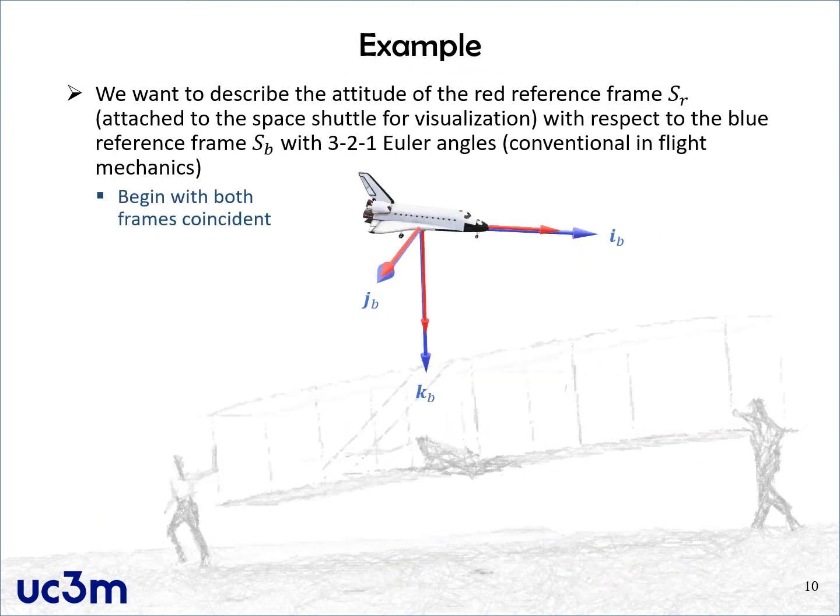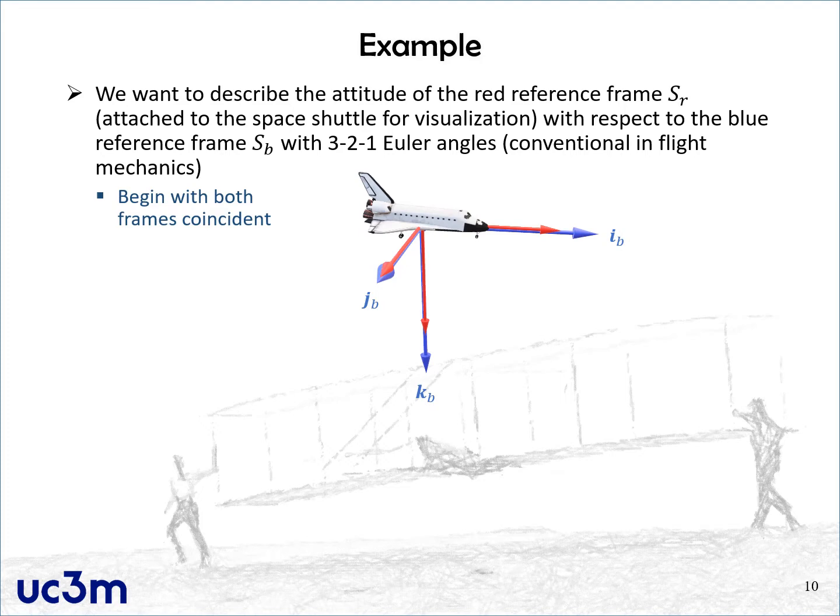Let's see this with an example. So imagine that we have two reference frames. The red one is R, which here is attached to this space shuttle model for visualization of the rotations, and a blue one, which you can see over here as well. So the red reference frame will be at any arbitrary orientation, any arbitrary attitude with respect to the blue one. So how can we describe it with 3 Euler angles?